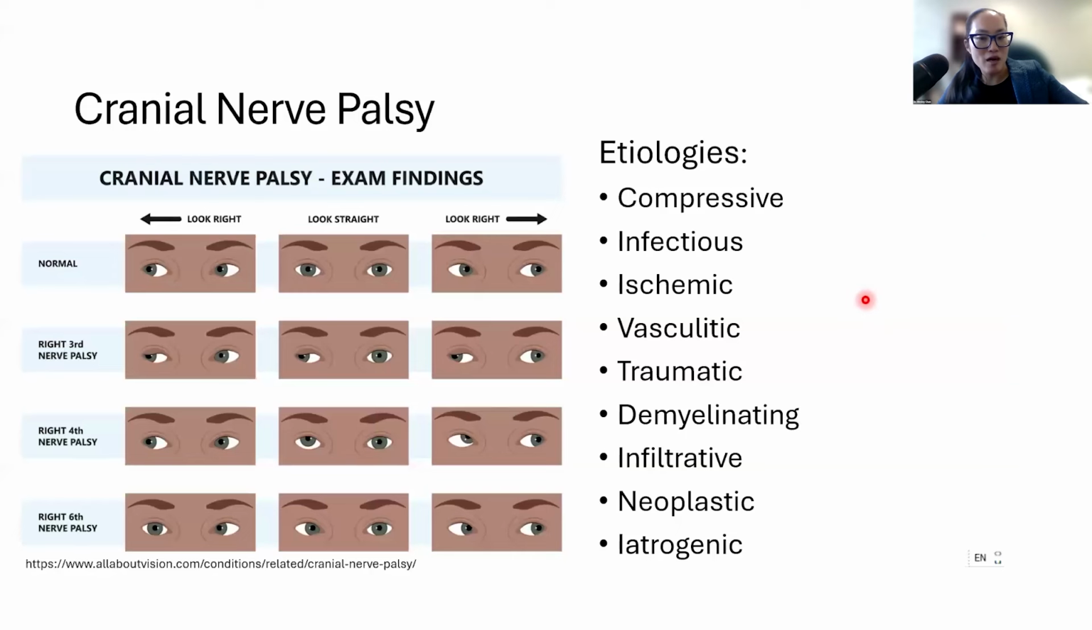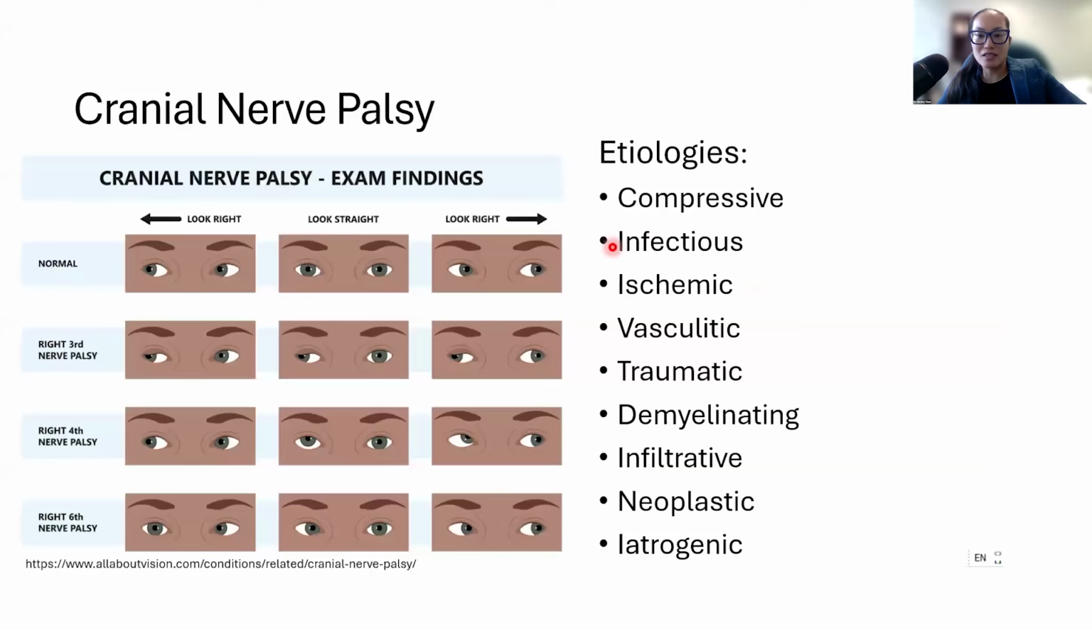Some people use the mnemonic VITAMIN C and D to go through them: V stands for vascular, I stands for ischemic, and they go through all the possible etiologies like that, which is always a great fallback if you're trying to think about what is causing this patient's cranial nerve palsy. The other thing that's important while you're taking history is not to forget the patient's general health and their medications, and if they've ever had any trauma or any neurosurgical procedures. History is very important.